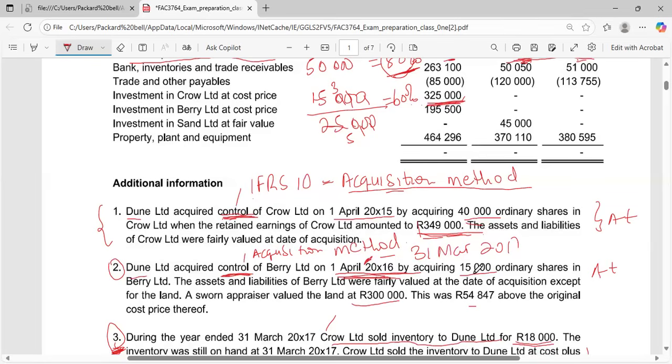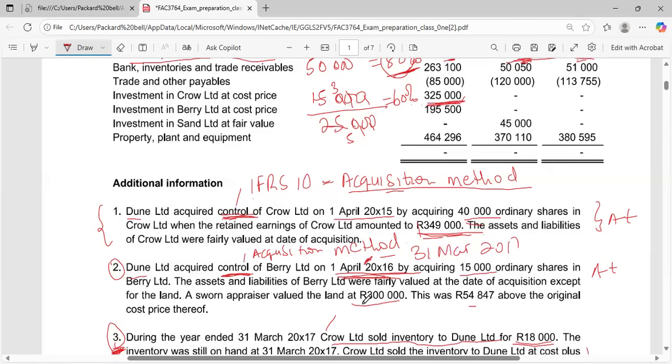Right, so that's basically there. So we are not going to have since acquisition. We're only going to have what happened at acquisition and then current year acquisition. Right, so let's check what is happening here. They acquired 15,000 ordinary shares, and the assets and liabilities were fairly valued at the date of acquisition, except for the land.